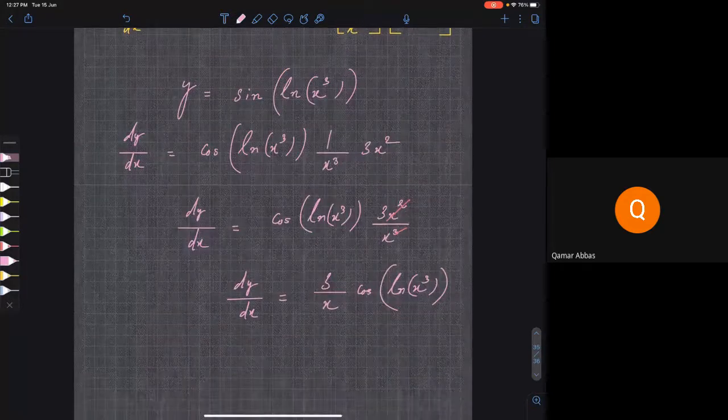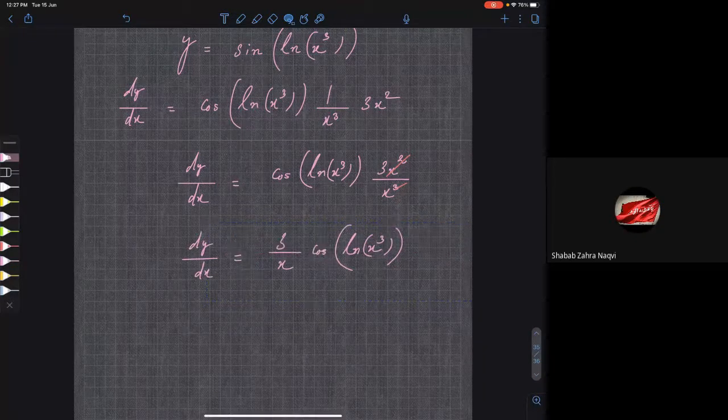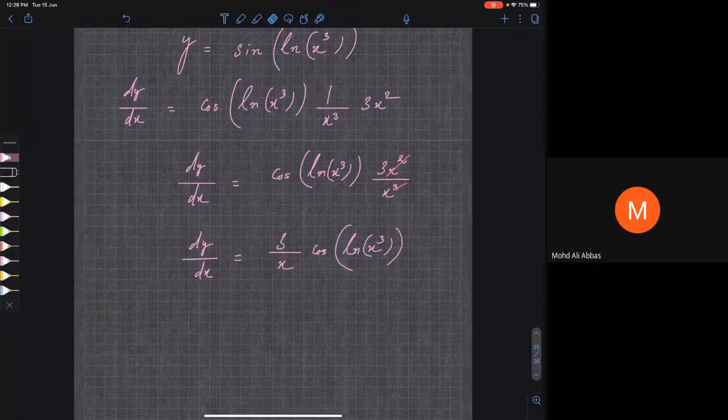Anybody has any doubt in this? Can you repeat the last two steps? See, what did I do here? I just cancelled this x square with x cube. So what is x square by x cube? X cube can be written as x into x square, right? So x square cancels. So what is remaining? 3 by x is remaining. That 3 by x I have brought to the front. That's all. Okay, sir. Clear? Yes, sir. Okay. Any doubt?